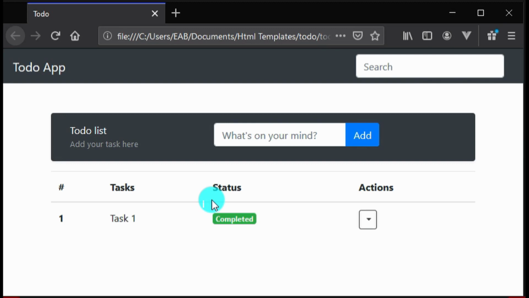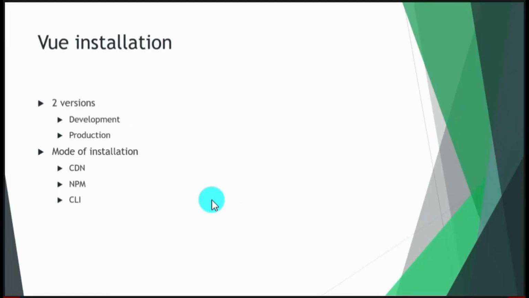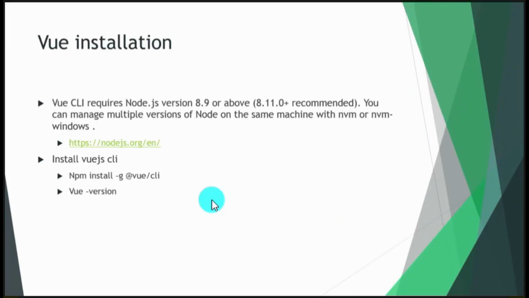So we're going to assume that you have a project template or UI template that you want to build, but you're wondering how you can integrate Vue.js into your project and start from there. So this is the angle we're coming from. So let's continue. Now, before we actually start with the Vue installation, this is what we need. Vue CLI requires Node.js version 8.9 or above, and therefore we need to download Node.js.